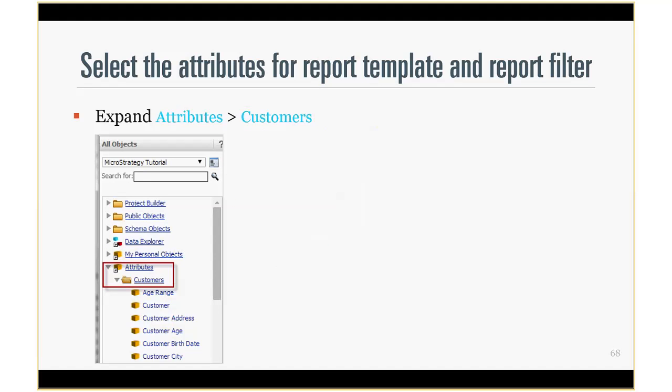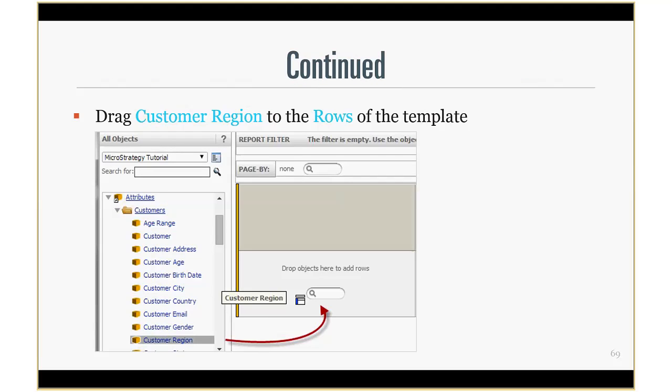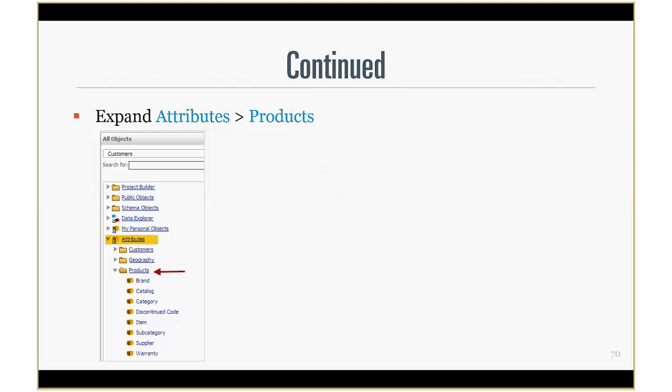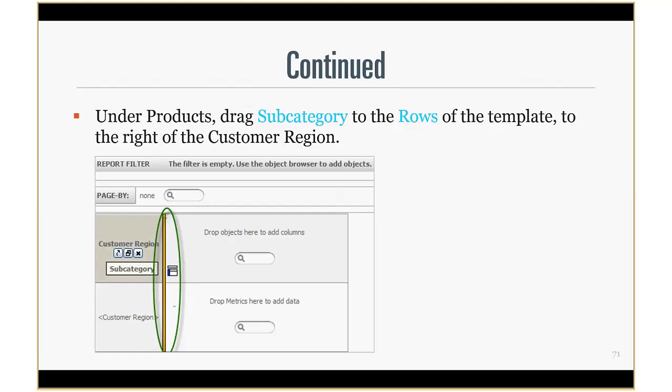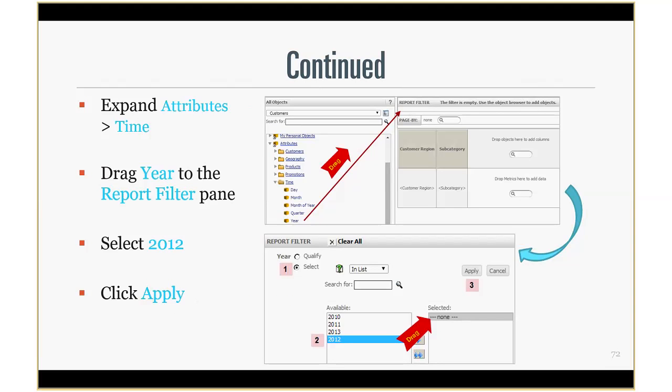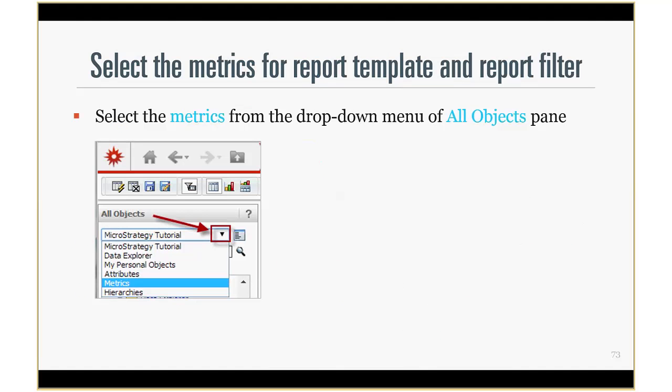So then we are going to select the attributes. We are going to select customers and add it to the rows. Then we are going to select products and add it again to the rows. Then we are going to select time, and we are going to drag it to the report filters, and we are going to set the year to be 2012. Then once we are done with the attributes, we're done with the filters.